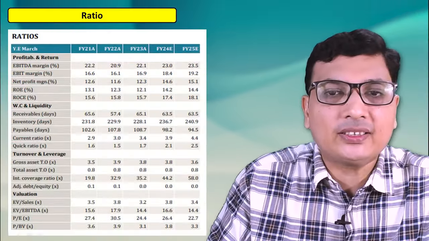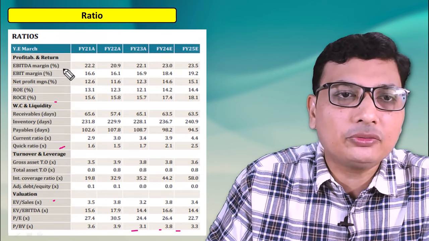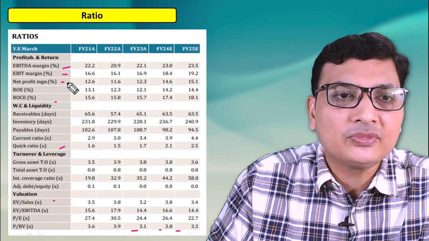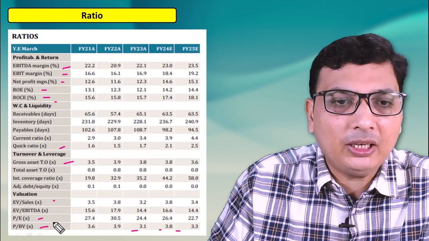Plus the ratio analysis. Now this is very important. See, what is ratio analysis? You know that these are the ratios which are very, very important to understand. Guys, you can see ROE, ROC, and again EV by EBITDA, PE, price to book value.